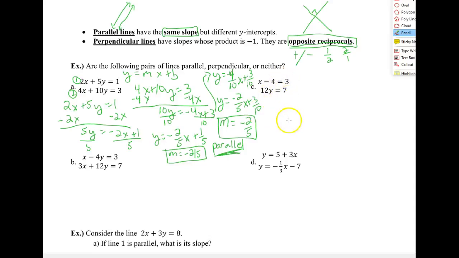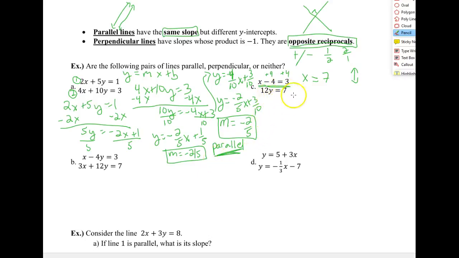Let's look at this example C here. Same thing, I'm going to try to find the slope of each line. Now this example C is unique because this first equation doesn't have a y variable. It only has an x variable. So if I try to get x alone by adding 4 to both sides, I'd see x equals 7, meaning it's going to be a vertical line.